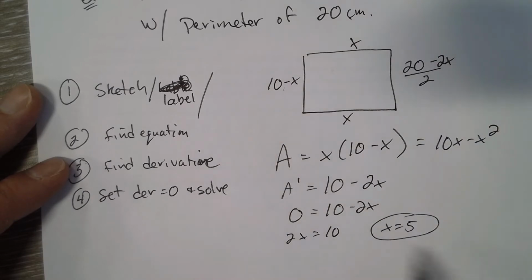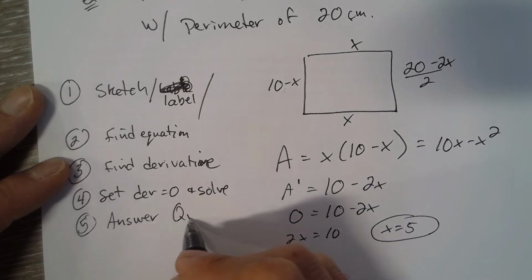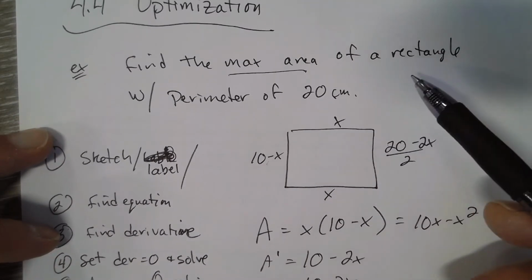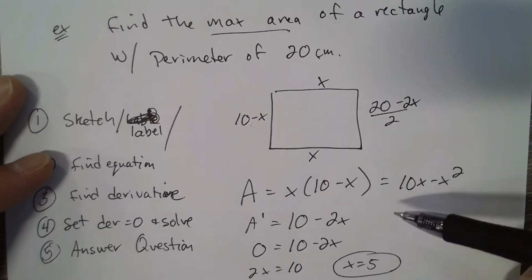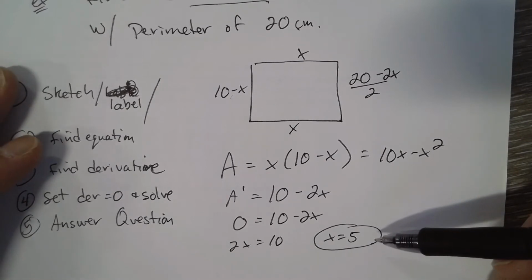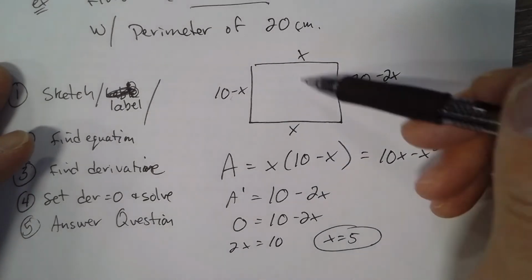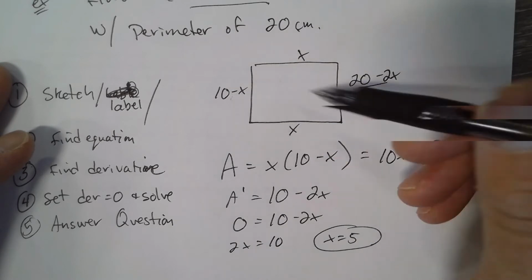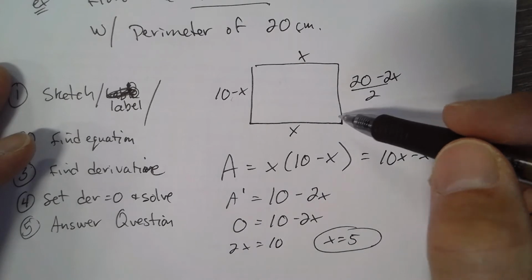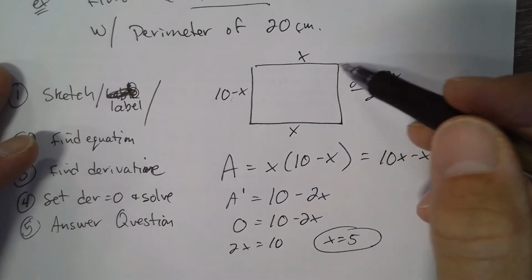Okay, and then we're not done until we answer the question. So make sure whatever question is given, we answer it. So we're trying to find the maximum area. Well, the maximum occurs at 5, and we feel good that it's a maximum because if that were a minimum, it wouldn't make sense that we'd have a 5 by 5 rectangle. Imagine a really skinny, flat rectangle to produce the minimum area. Here, 5 is going to be a maximum.